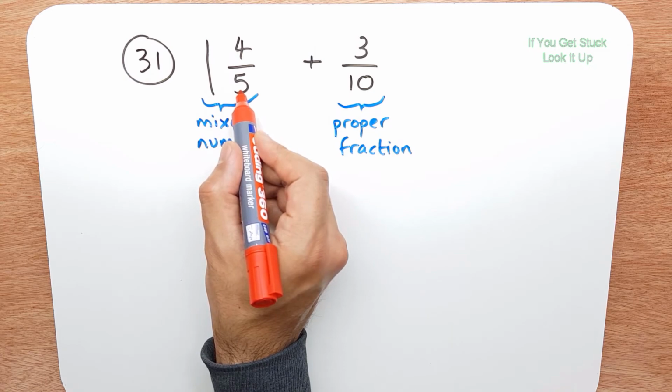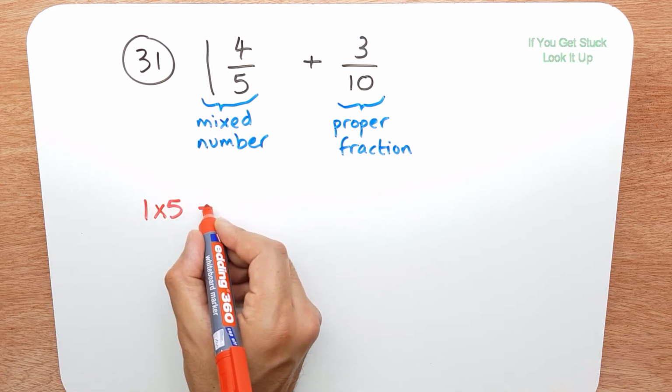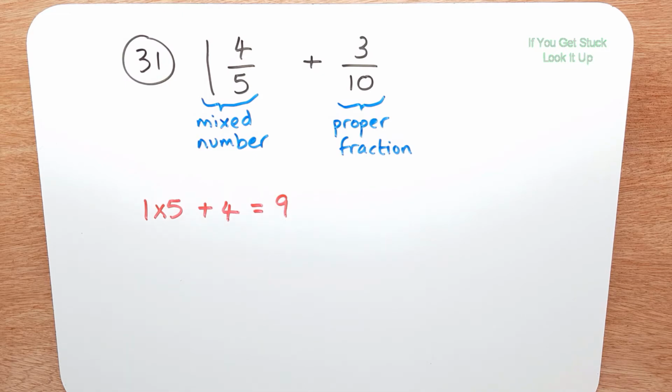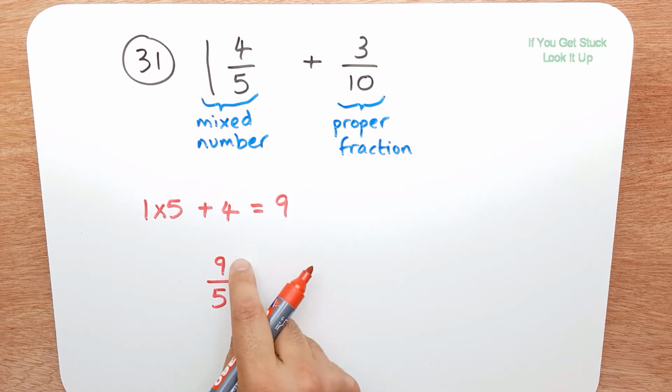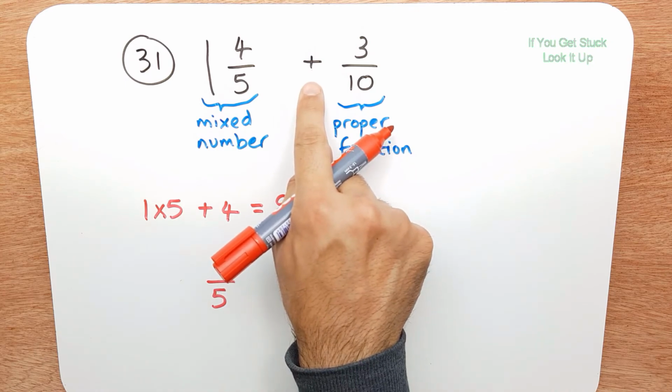So 1 times 5 is 5, plus the 4 is 9. So 1 times 5 plus 4. So 1 times 5 is 5, plus 4 is 9. So now what happens to this? It becomes 9 over 5, 9/5, plus 3/10.